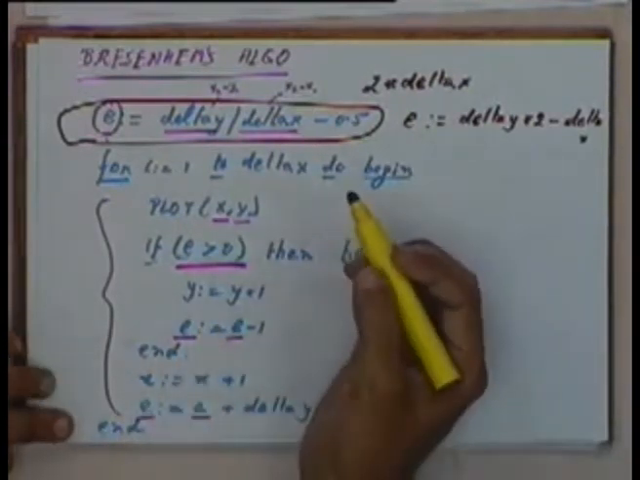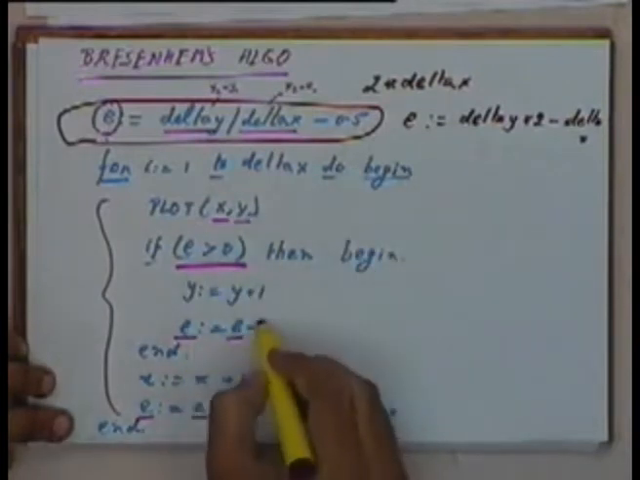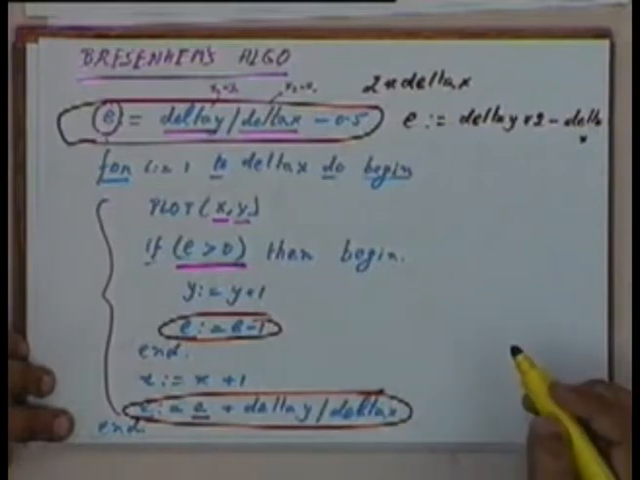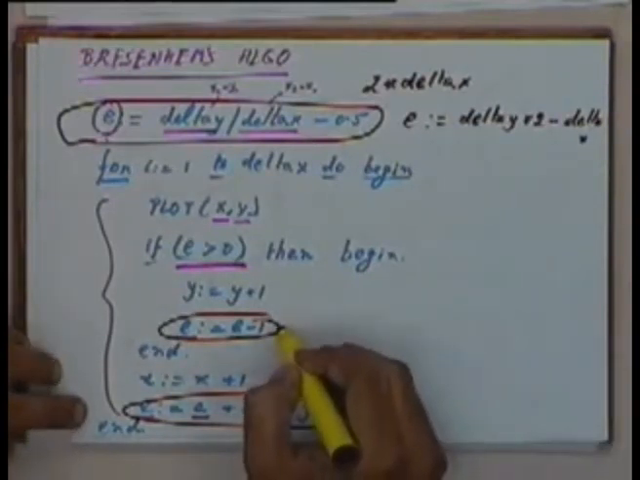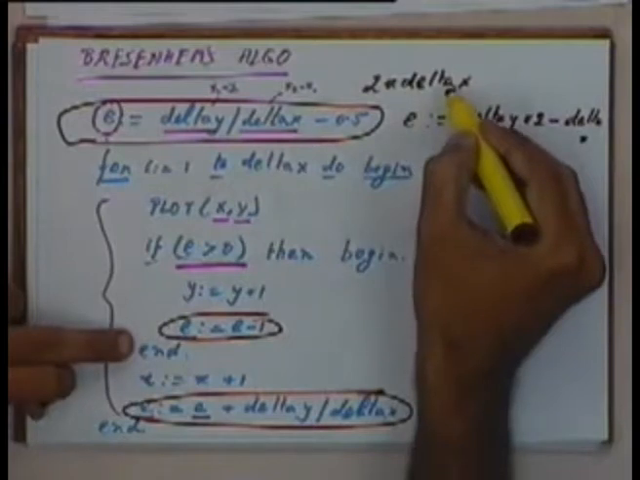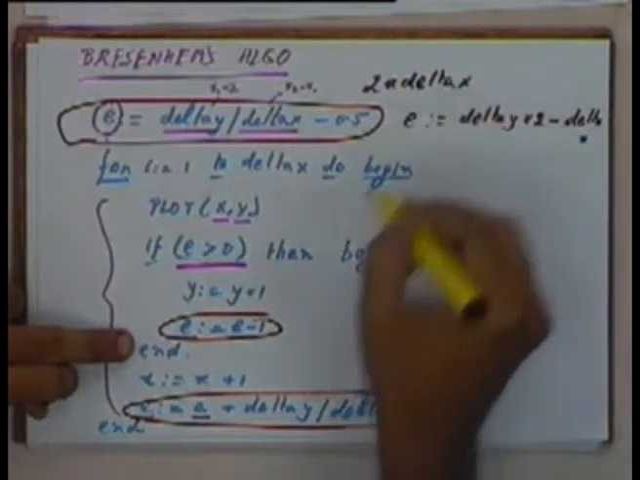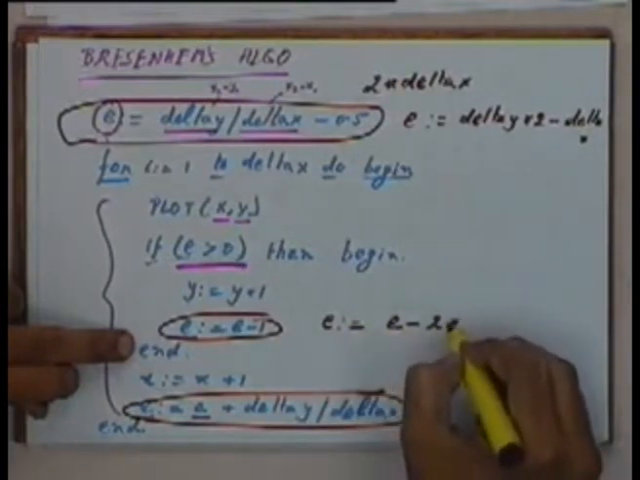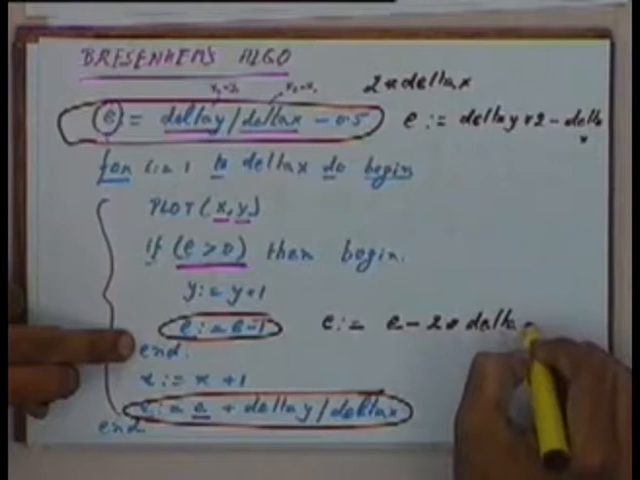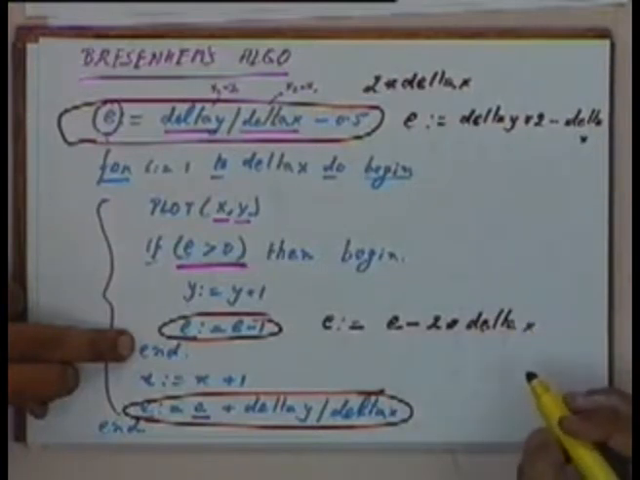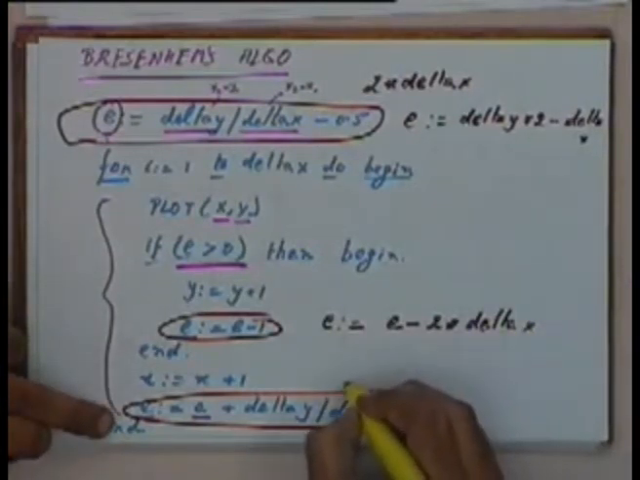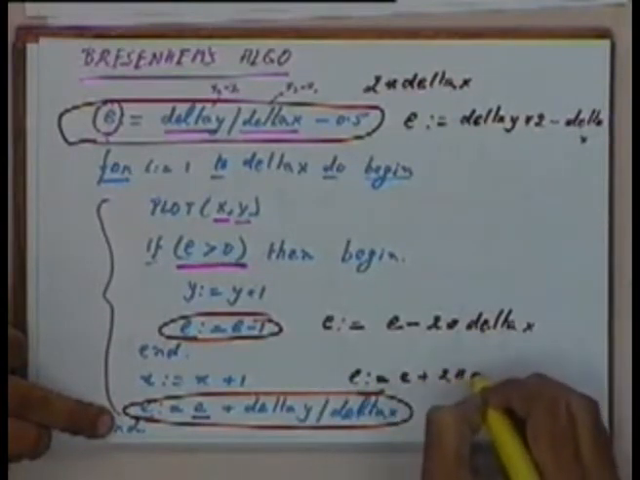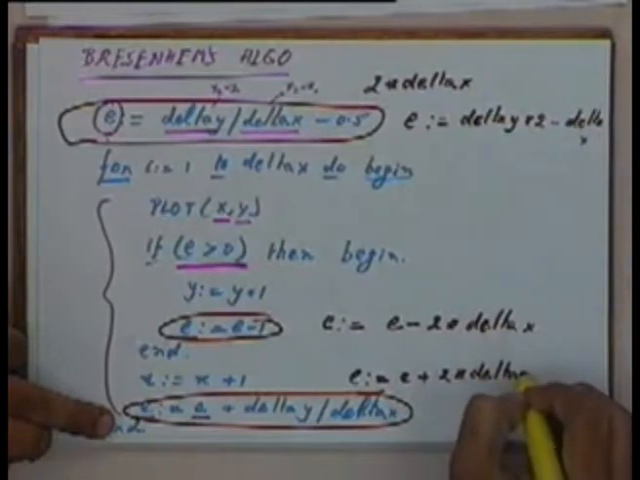The other places where I am changing E are this line and this line. These statements also I will multiply by the same amount, 2 times delta x. So this statement will become E will be equal to E minus 2 times delta x, and this statement will become E will be equal to E plus 2 times delta y.